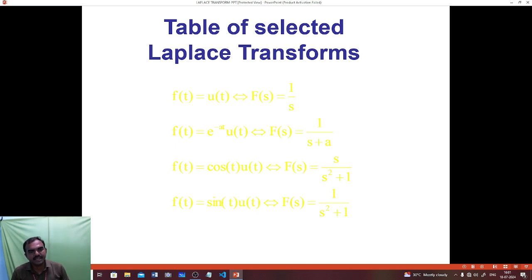And the table of selected Laplace transforms. These are the familiar values: f of t equal to 1 gives F of s equal to 1 by s, f of t equal to e power minus at u of t gives F of s equal to 1 by s plus a, cos t u of t gives s by s square plus 1, and sin t u of t gives 1 by s square plus 1. So the Laplace transform of cos t is s by s square plus 1, and the Laplace transform of sin t is 1 by s square plus 1.